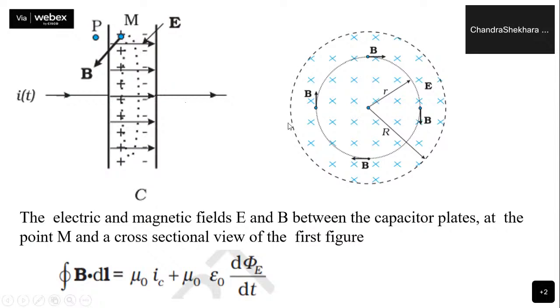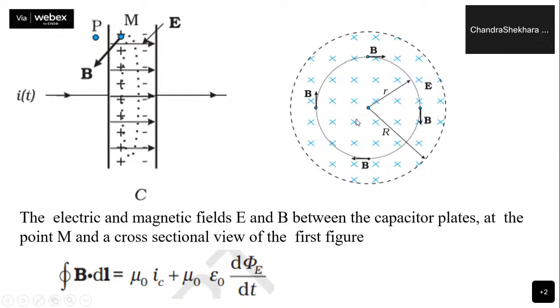And the same thing can be viewed as a cross-sectional view. If you look at it, the electric field is represented by this arrow mark R, the outer radius and inner radius. At every point, you see that the magnetic field direction changes, whereas this X is the direction of the electric field. Therefore, electric and magnetic fields E and B between the capacitor plates at a point M, and a cross-sectional view of the figure.